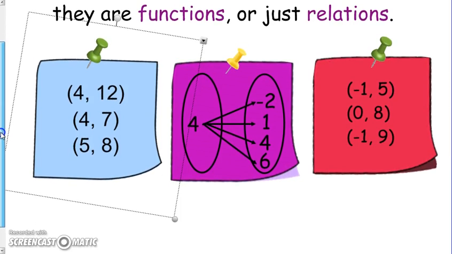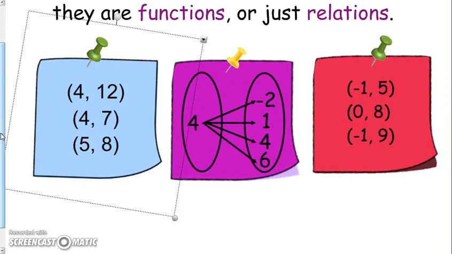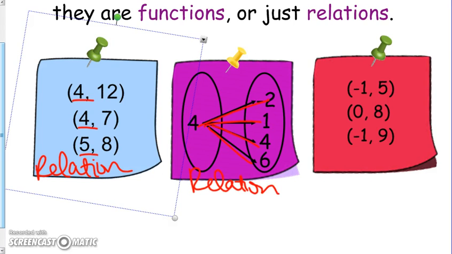Remember yesterday we talked about what functions are and we knew that no input value could be repeated. So 4, 4, and 5, we know that those repeat and it cannot be a function, so it is a relation. And you do not have this slide, but you're just paying attention. We have 4 in this mapping, and it goes to -2, 1, 4, and 6, so this is just a relation. And then we have -1, 0, -1, so we know it's not a function, it's just a relation.